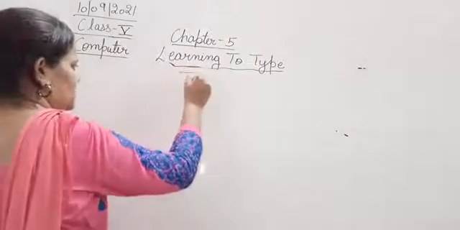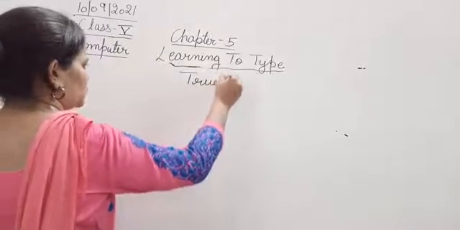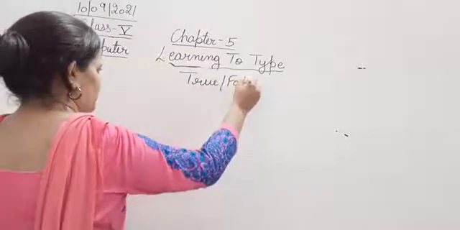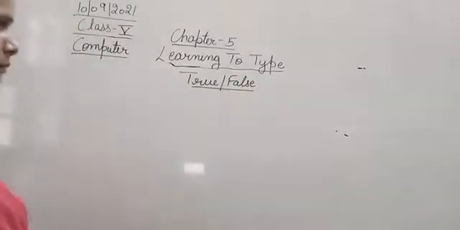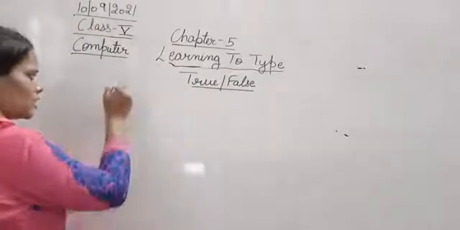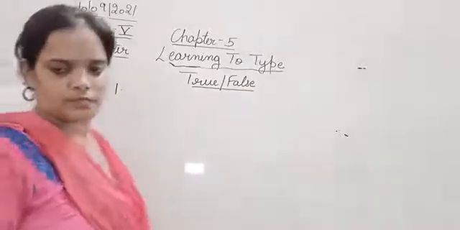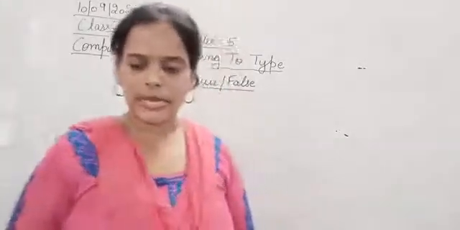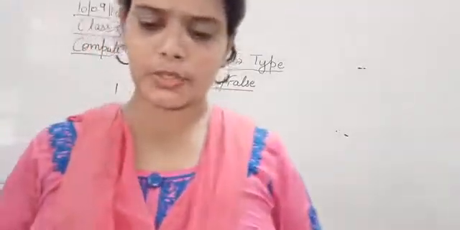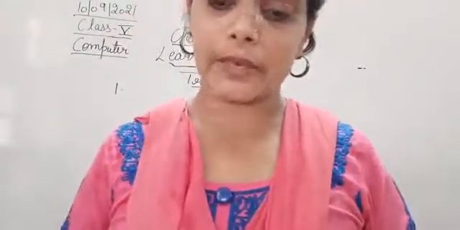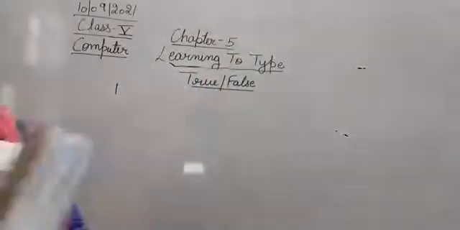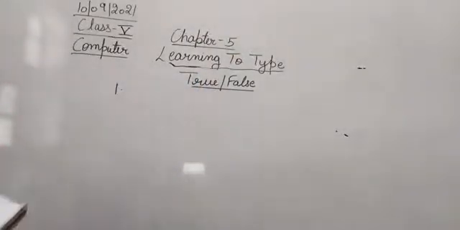The next is True, False. Okay, so the first is: typist should not avoid looking at the keyboard while typing. This is the first here. So write down the first true false.